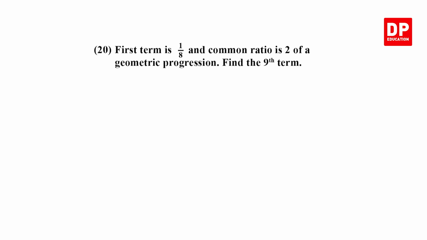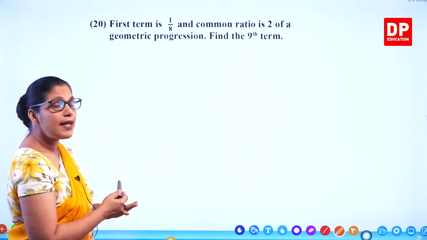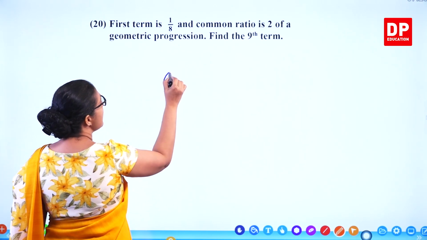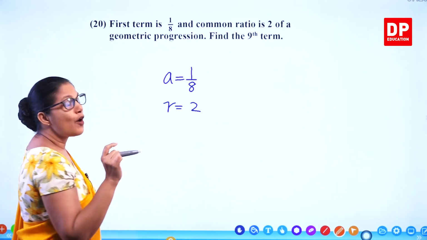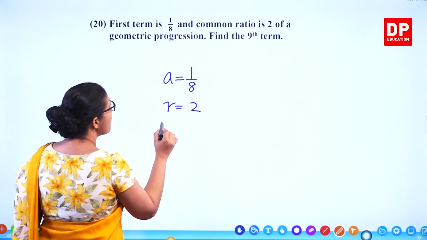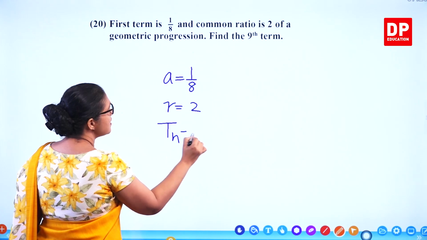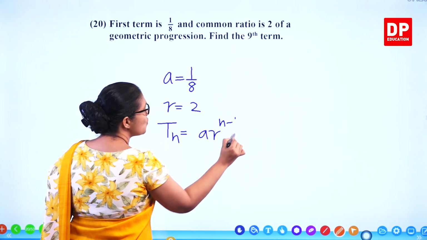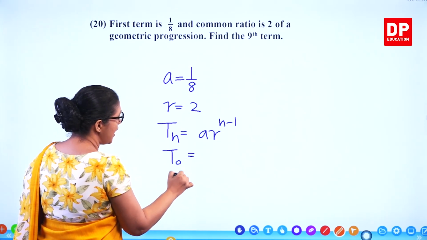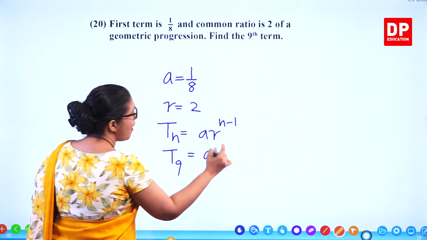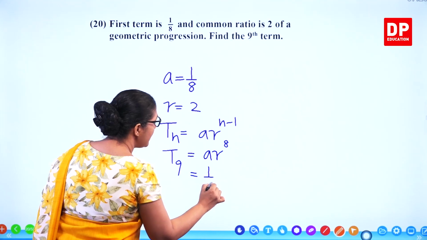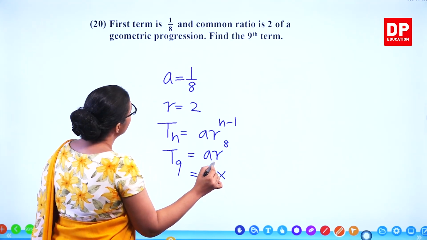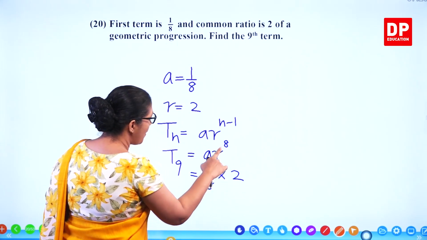Question number 20. First term is 1/8 and common ratio is 2 of a geometric progression. Find the 9th term. So it's given first term A is 1/8. Common ratio R equals 2. So how do you find the nth term of a geometric sequence or progression? Tn equals AR to the power n minus 1. Now we need the 9th term. N is 9. So AR to the power 9 minus 1 becomes 8. Now substitute the values. A is 1/8. R equals 2. 2 to the power 8.